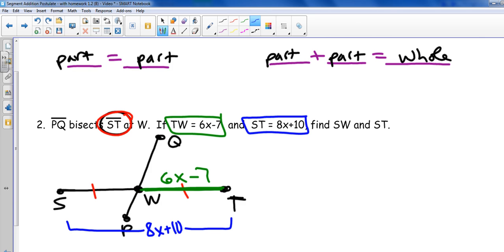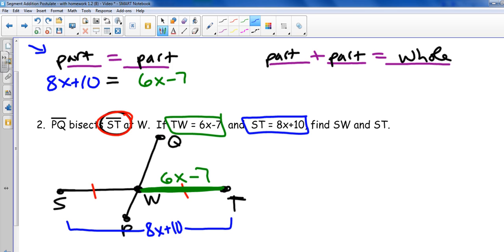So the first thing I'm going to think is I have two things. I would love to set them equal to each other. Can I go ahead and use my part equals part and plug stuff in? Well, it looks like the part on the right-hand side, the WT, is 6x minus 7. So I could go ahead and put that in there. But then I have to have something on the other side, and it doesn't look like I have the length of SW. All I have is 8x plus 10. So if I put 8x plus 10 there, just for fun, let's look at it.